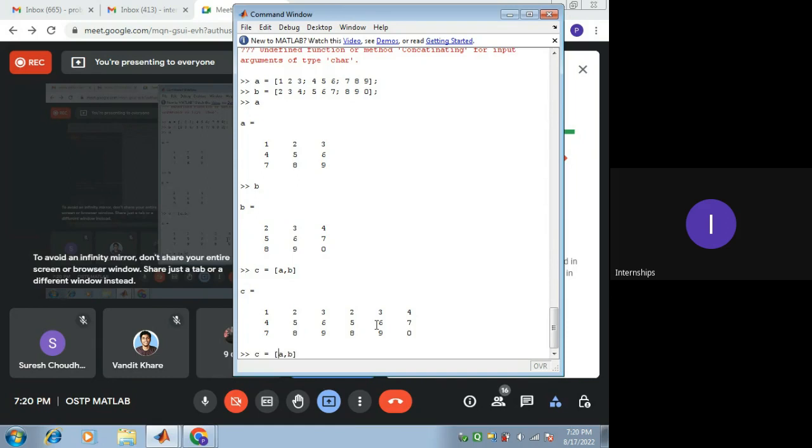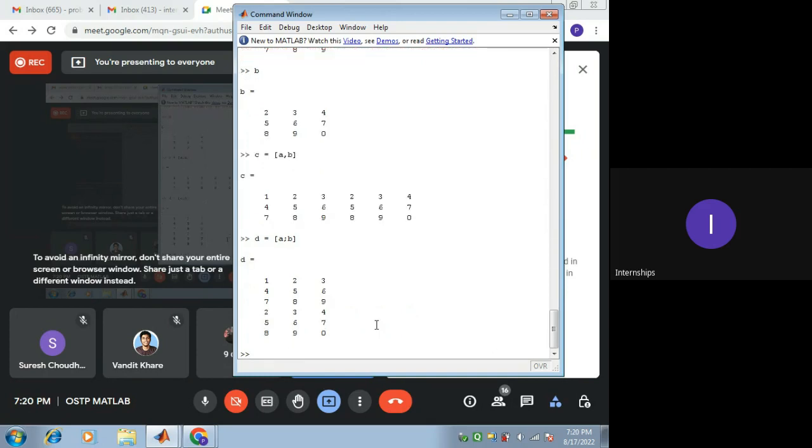If we write down A and B, and the comma is replaced by a semicolon, then one will be arranged below another. That means we will get a 6 cross 3 matrix. These are the concatenation of two matrices.